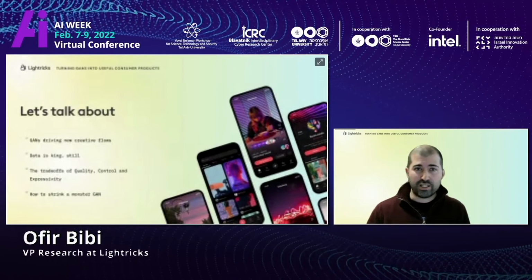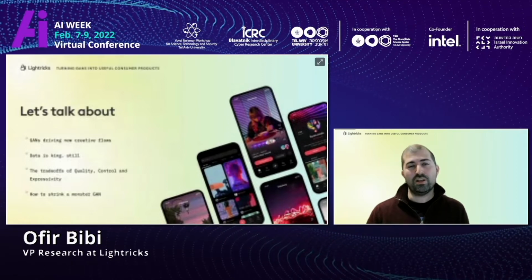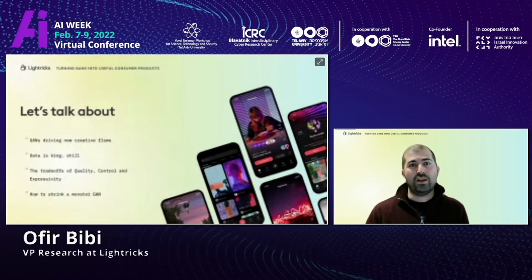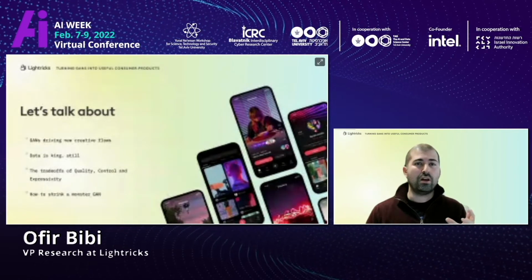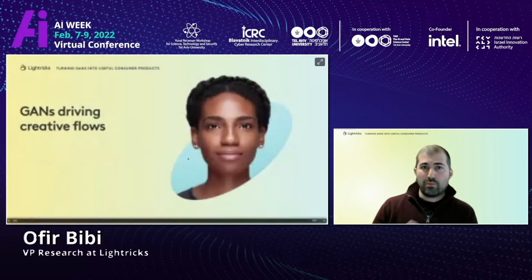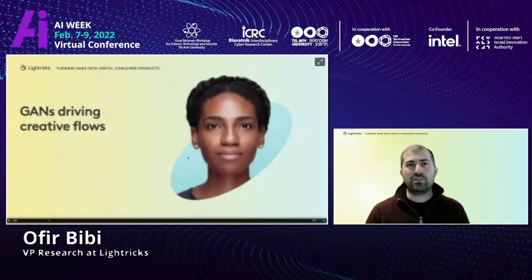It's ranging from data, which is always important in any machine learning model that we build, through the trade-offs between quality, control, and expressivity, and all the way to how we got huge neural networks to run on mobile devices and pretty fast too. So GANs are driving a lot of new creative flows.